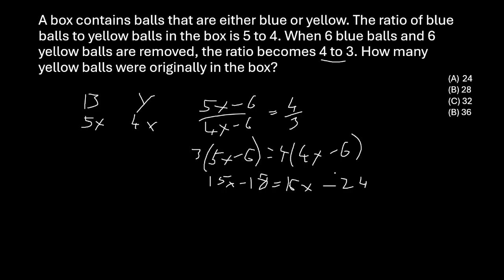Okay, now we just have to solve for x. We subtract 15x from both sides. Now we just have x. 16 minus 15 is 1. And we add 24, so it's just 0. 24 minus 18 is 6. So x equals 6. What was the question asking for? How many yellow balls were in the box? We had 4x. So it's just 4 times 6. That's 24. So the answer is A.